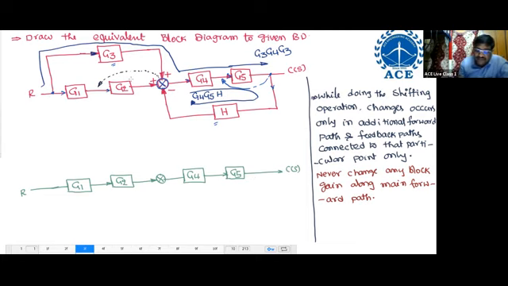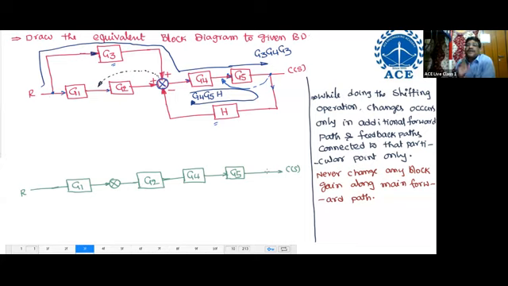Now what happened? We shifted here. So now the summing point is here. We shifted to here. Here is the summing point. Here G2. Now also, what is the path gain? G1, G2, G4, G5. Here also, what is the path gain? G1, G2, G4, G5.